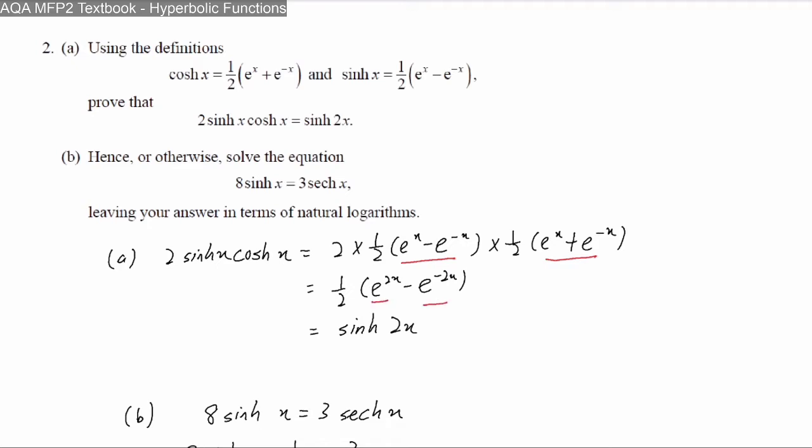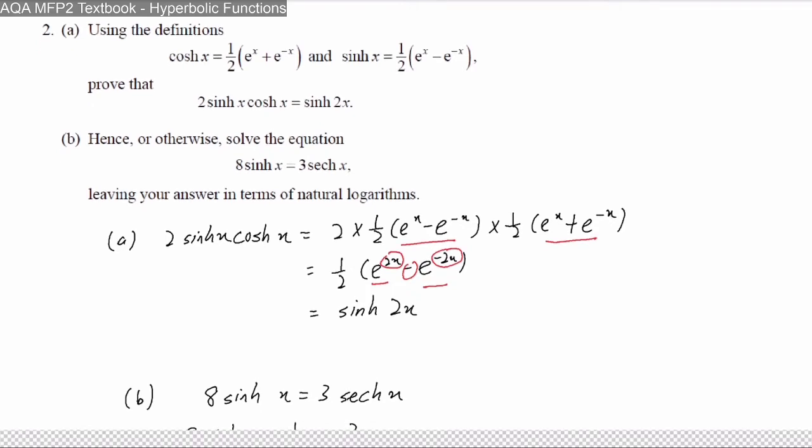After we expand, we will find that the powers of e are 2x and negative 2x, and the sign is negative. So for this one, we can change this to sinh 2x. Okay, so that's for part A.